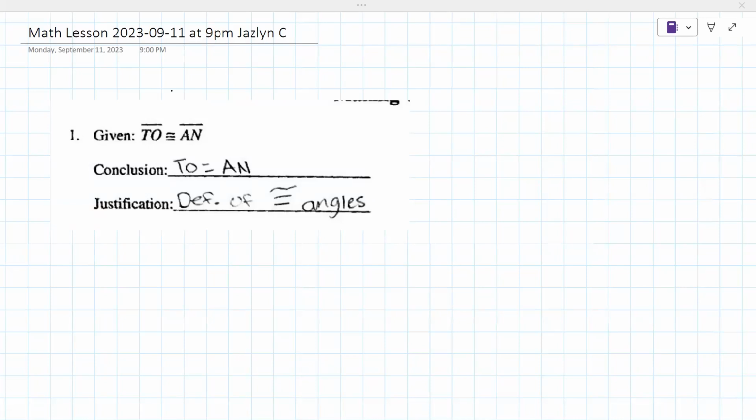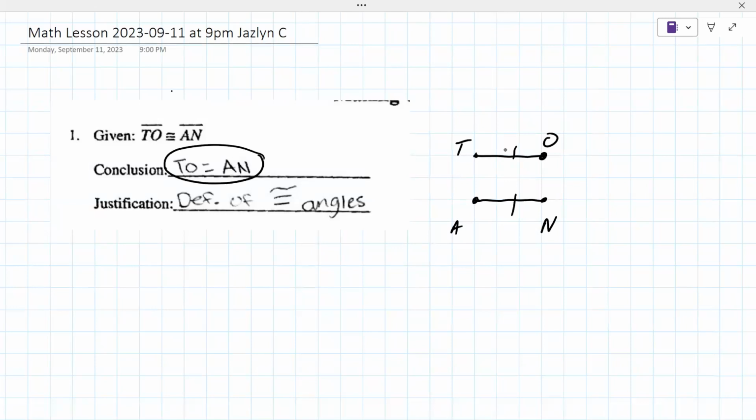TO is congruent to AN. So TO, we don't know what it is. We don't actually know what exactly it looks like, but there's T, there's O. I would actually require you guys to draw a picture on this. I think that's super helpful here. So we're saying the two line segments are congruent. And that is what you're saying down here.